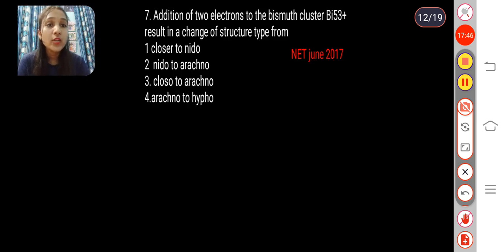So addition of 2 electrons to bismuth results in the change of structure. Firstly it is closo, then it is converted into nido. So the correct answer is option 1, closo to nido.